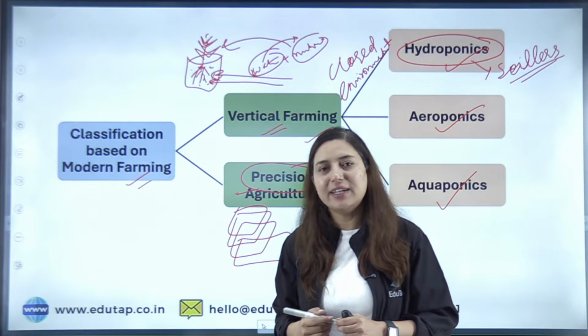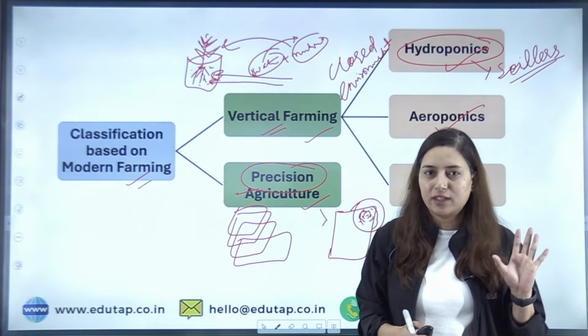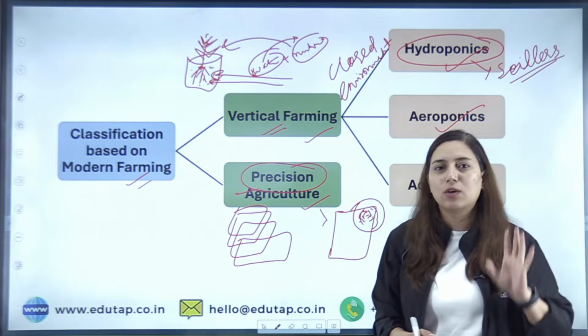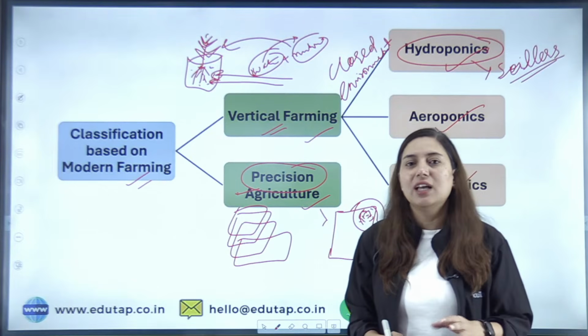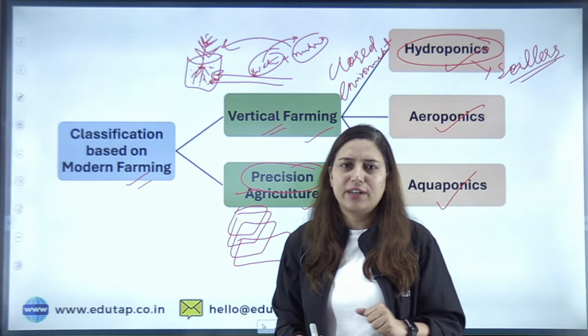And if we talk about disadvantages, one disadvantage is that you cannot grow all crops through hydroponics. Okay? You cannot grow a mango tree in hydroponics, obviously, right? You can grow only some limited crops through hydroponics. So that is the disadvantage of hydroponics.